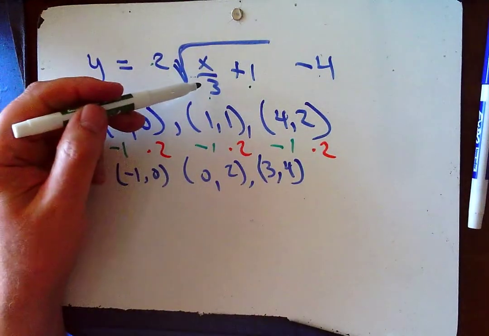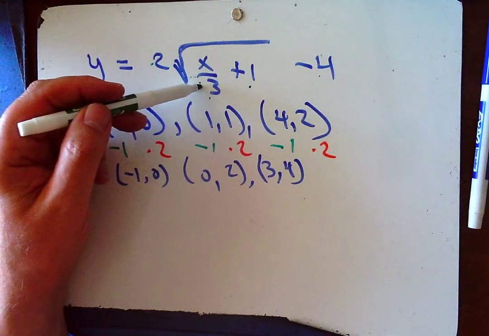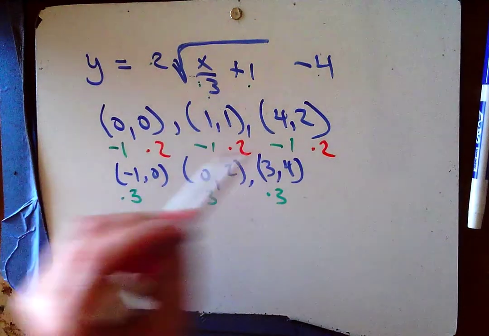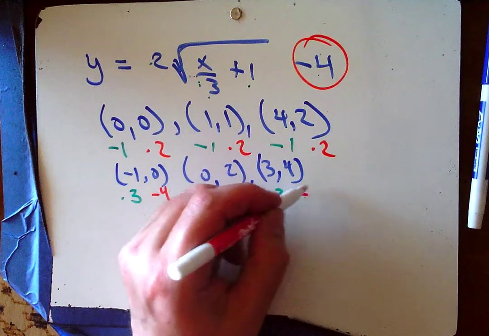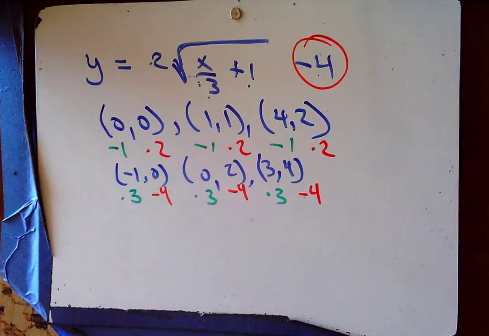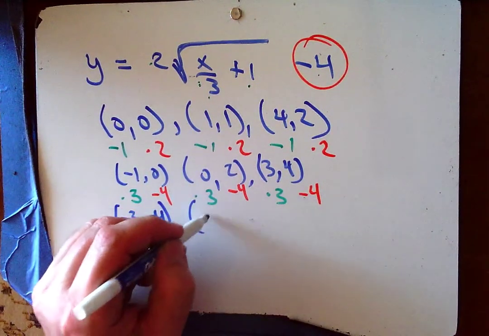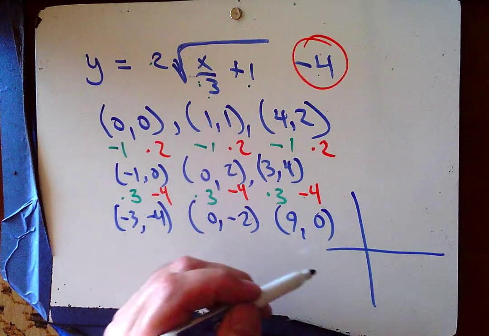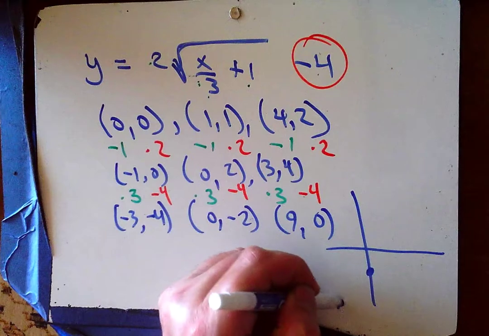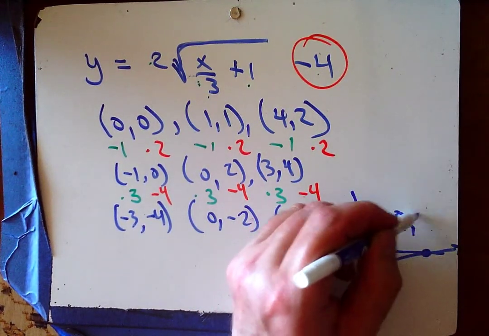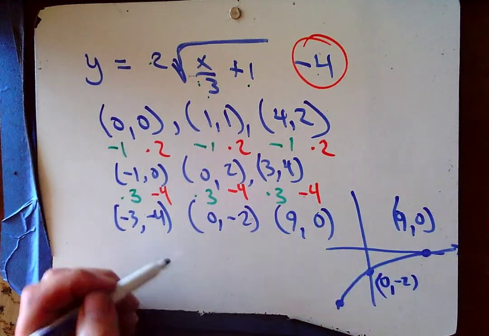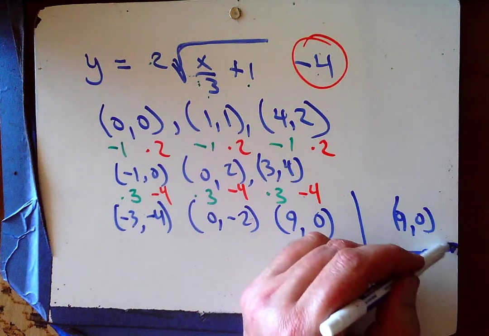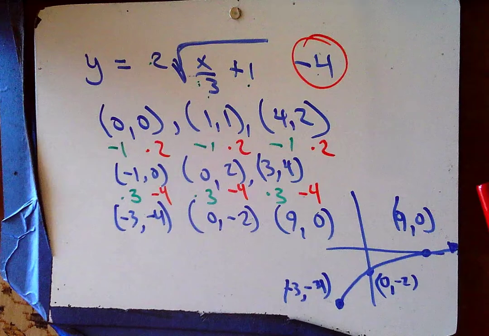Not done yet, need to come back here. This is a horizontal expansion. It's going to pull the graph wider because I'm multiplying all the x's by 3. And then, don't forget this guy over here, subtracting 4 from all the y's. So the points I need to graph are negative 3, negative 4, 0, negative 2, 9, 0. So there's 9, 0, there's 0, negative 2, and there's negative 3, negative 4. Remember, this is a hard stop, no arrow on this side, but we should have an arrow over here. Okay, any questions about that?